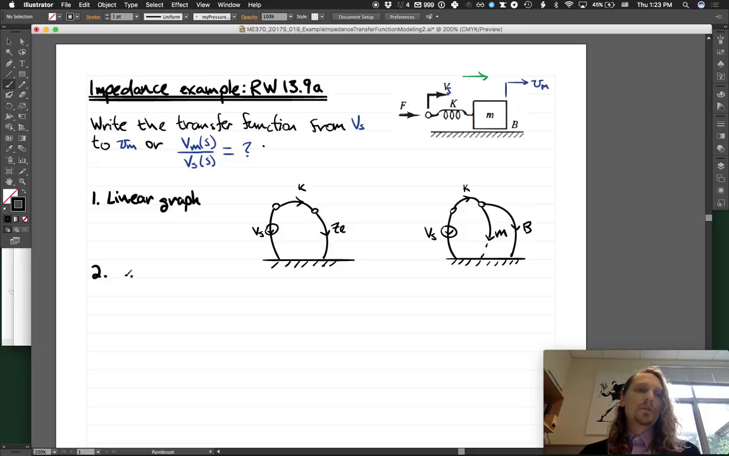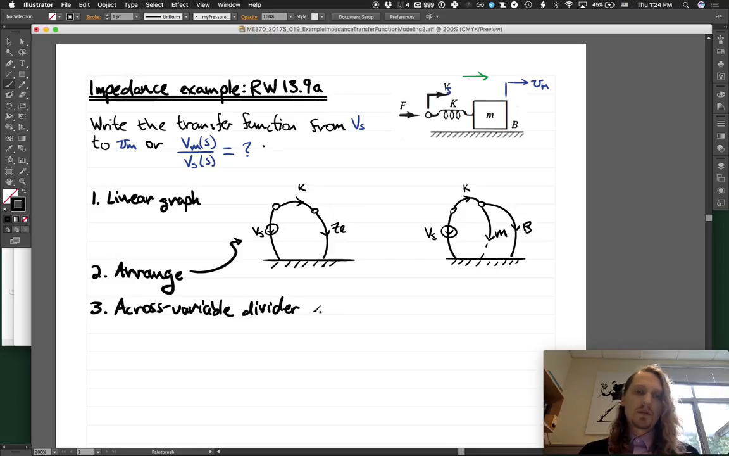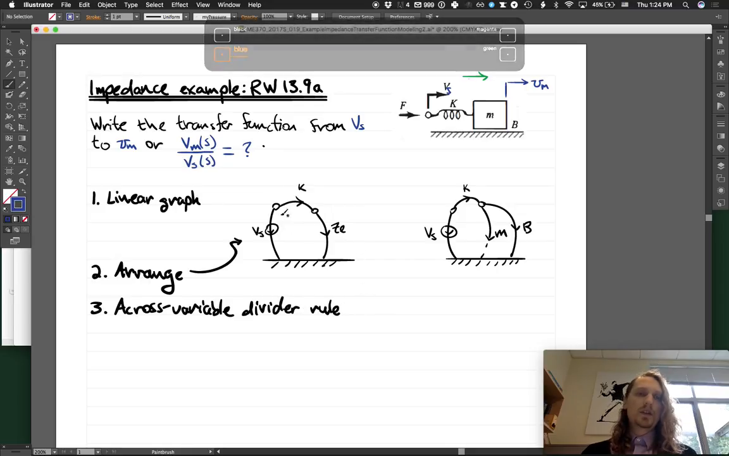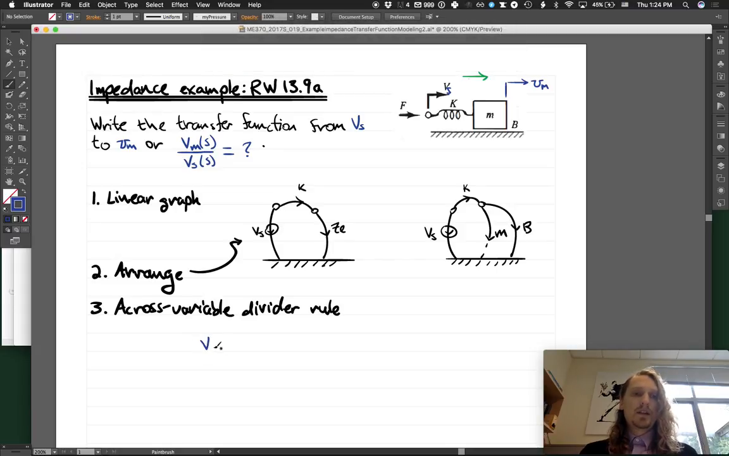Step 2, arrange, and I'll make this the arrangement here. Step 3 is to use the across variable divider rule, which states for this case that VE, the across variable across ZE, over Vs is equal to the impedance ZE divided by the sum ZE plus ZK, the other impedance in series.